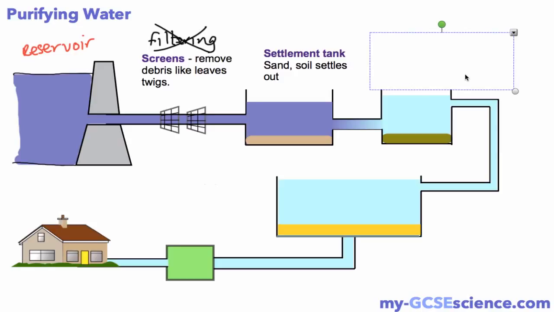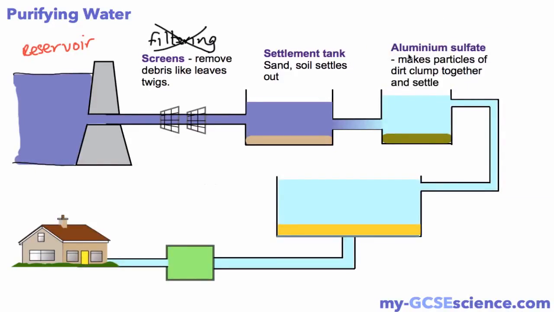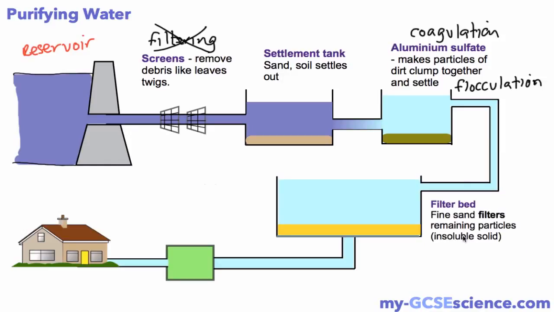The next stage after that is we sometimes have this substance added called aluminium sulfate, and what aluminium sulfate does is it makes particles of dirt clump together and settle, or it can contribute to that happening, and we sometimes call this process coagulation, sometimes seen it also referred to as flocculation. I think I've spelled that correctly, not flocculations. And the next stage after that, an important one to remember, is when the water is filtered.